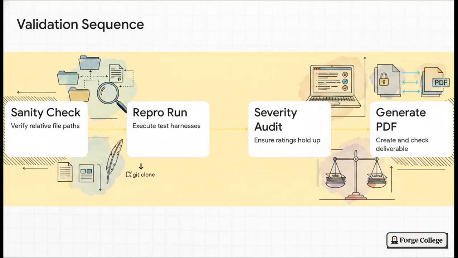Now for section 5, the final inspection. This rigorous 4-step validation sequence is basically your safety net. Step 1 is the file sanity check, which means ensuring all those relative file paths actually work. Step 2, the repro run. You literally execute your test harnesses on a clean clone to make sure they still fail exactly as expected. Step 3 is the severity audit, where you read through your own justifications to ensure they really hold up to scrutiny. And finally, step 4, generating the final PDF and smoke checking the links.